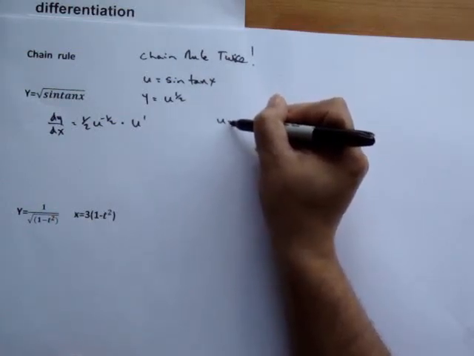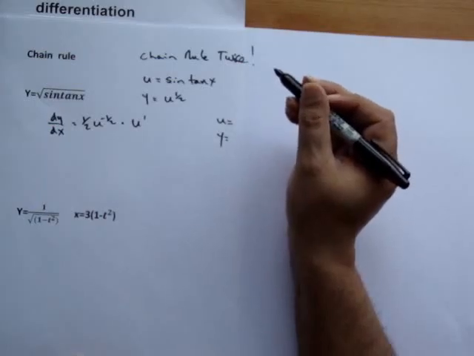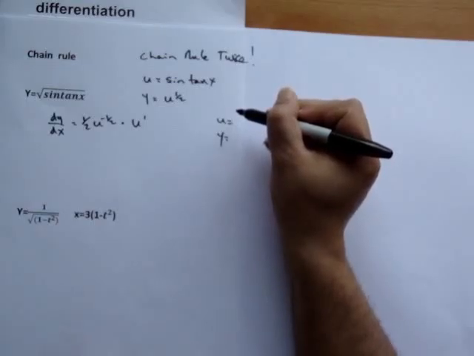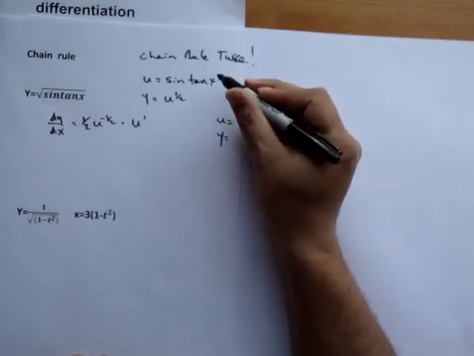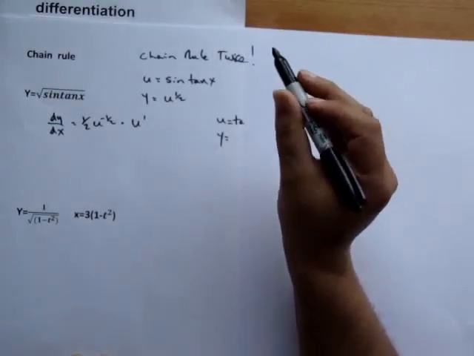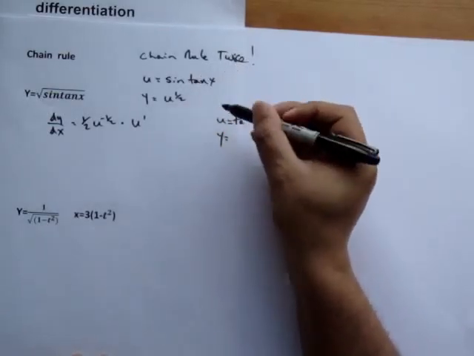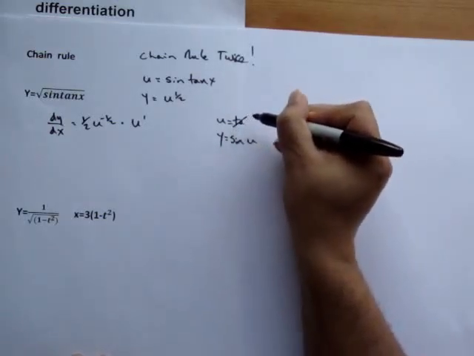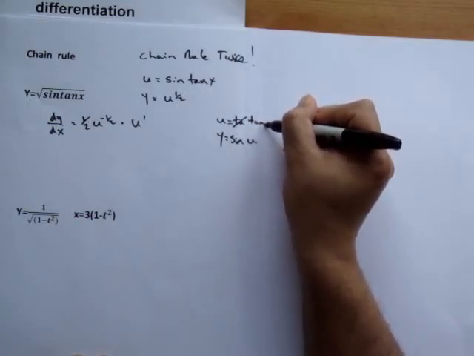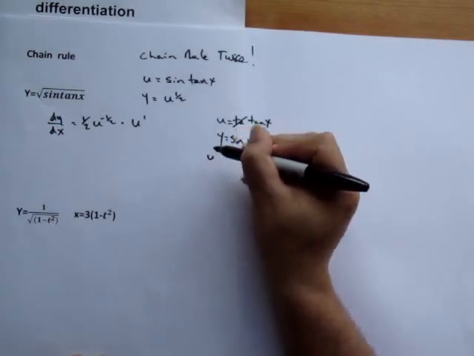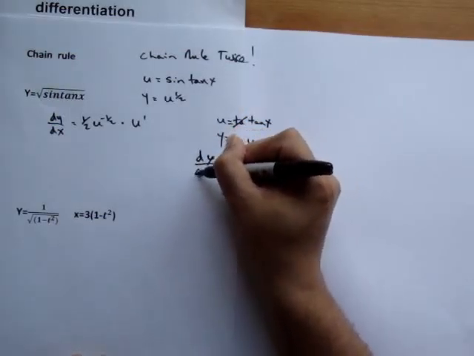So in this case, u is sine tan x. No, let's figure out which is the u. So we want to make that into sine u. Let's do the y first, so y equals sine u, don't get confused. And then our u becomes tan x. So dy by du.